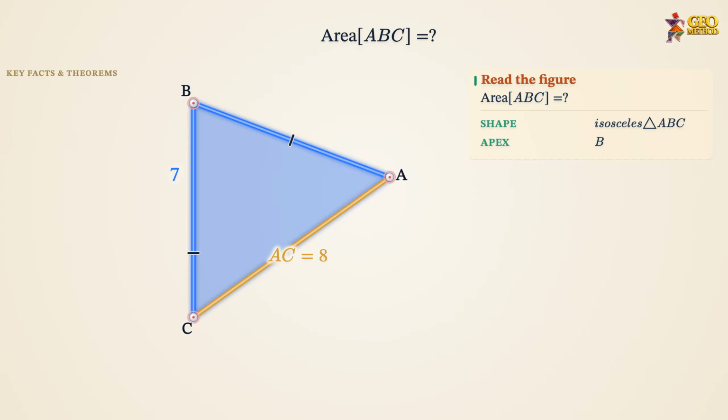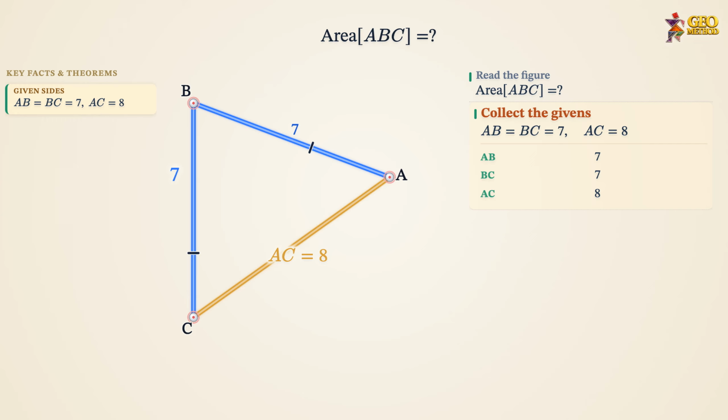Here is triangle ABC, and it is marked isosceles. The apex sits at B, where the two equal sides meet, and the base runs along segment AC. Our goal is the area of triangle ABC. The two equal sides, segment AB and segment BC, are each 7, and the base segment, AC, is 8. Those three lengths are everything we are given, so the whole solution must come from them.